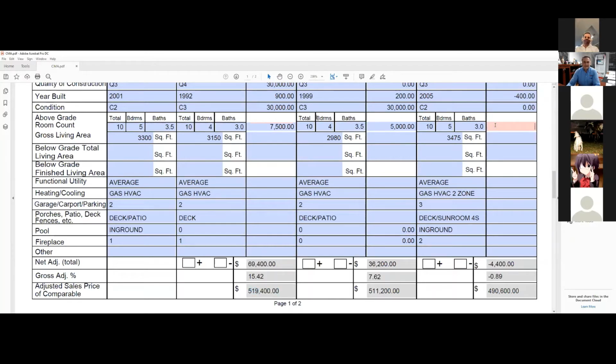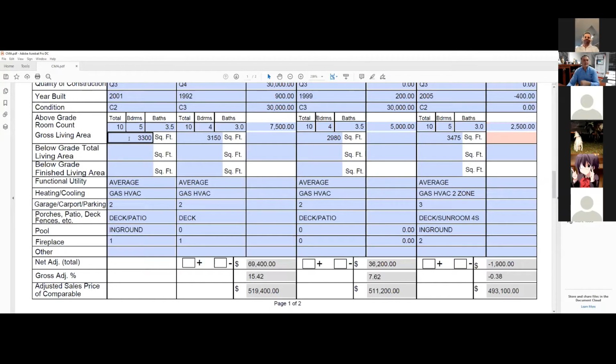So here's another one, 10 rooms, 5 bedrooms, and 3. So this adjustment would be how much? $2,500. $2,500, correct. So now our comp gets $2,500 credit.